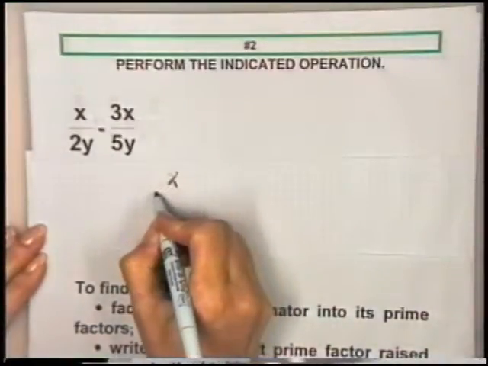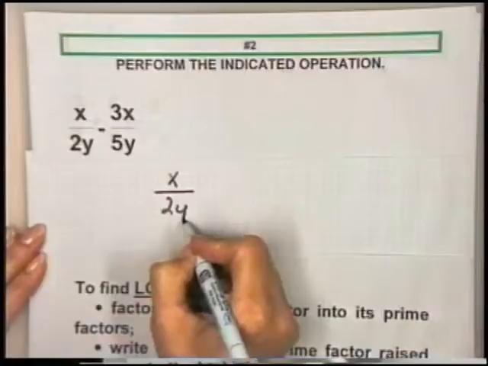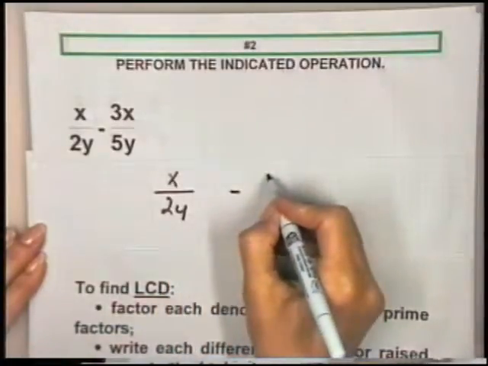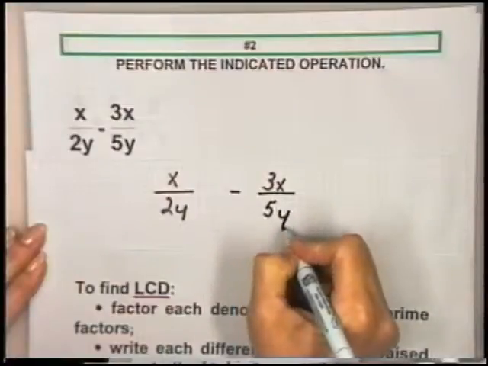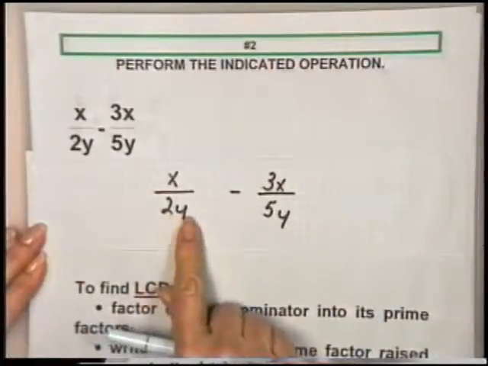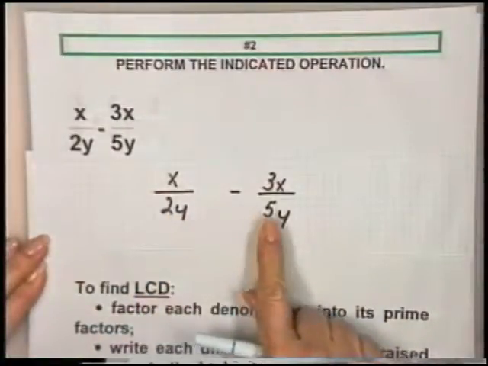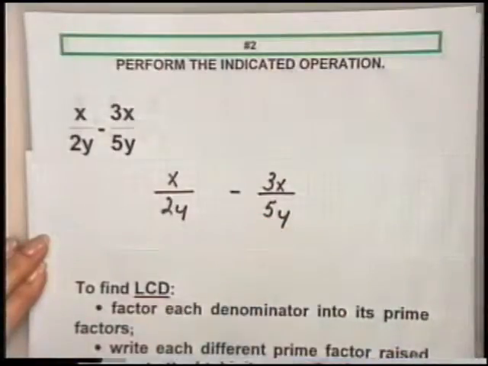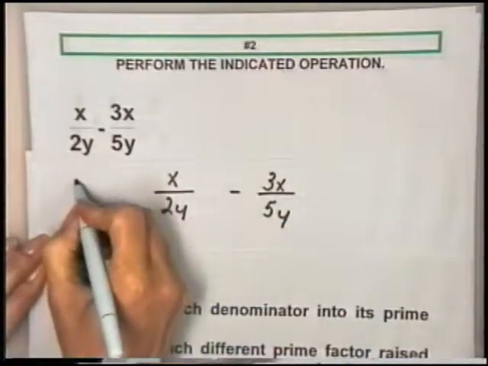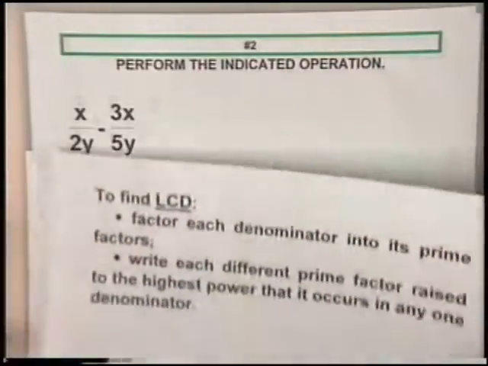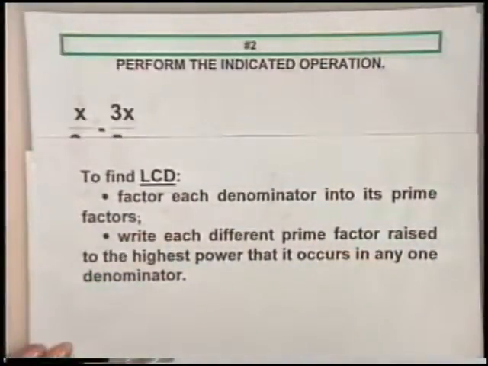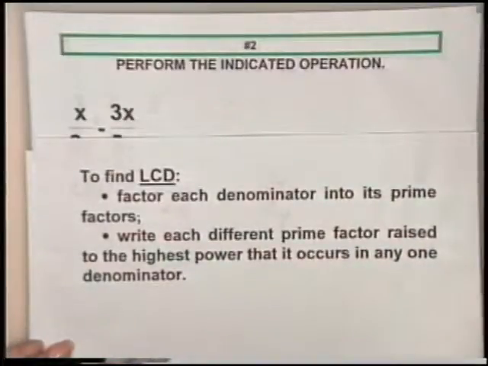I have x over 2 times y, subtract 3x over 5 times y. My 2 and my y are prime factors. My 5 and my y are prime factors. When I write the LCD, I write each different prime factor raised to the highest power that it occurs in any one denominator.